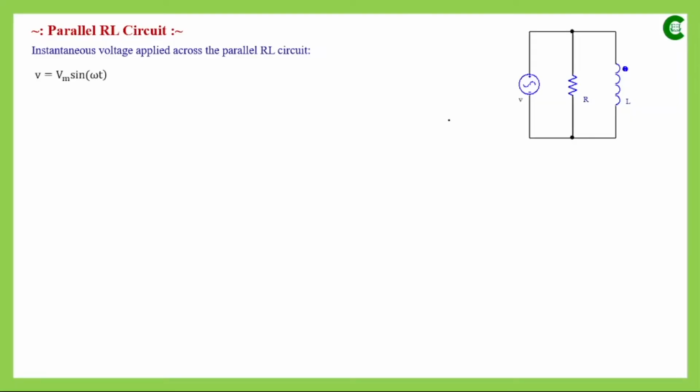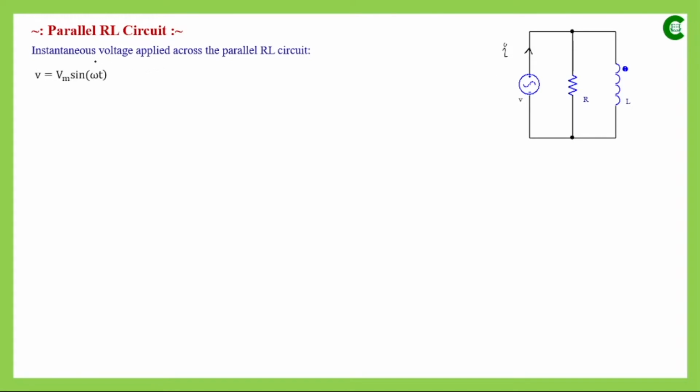Now in this diagram, as you can see here, we have a parallel branch of resistor and inductor, and with that parallel branch we have connected an AC voltage source which is sinusoidal in nature. Now this AC voltage is energizing the circuit, and let's say that this AC voltage source is supplying a current which is again AC or alternating in nature, and that will be again sinusoidal.